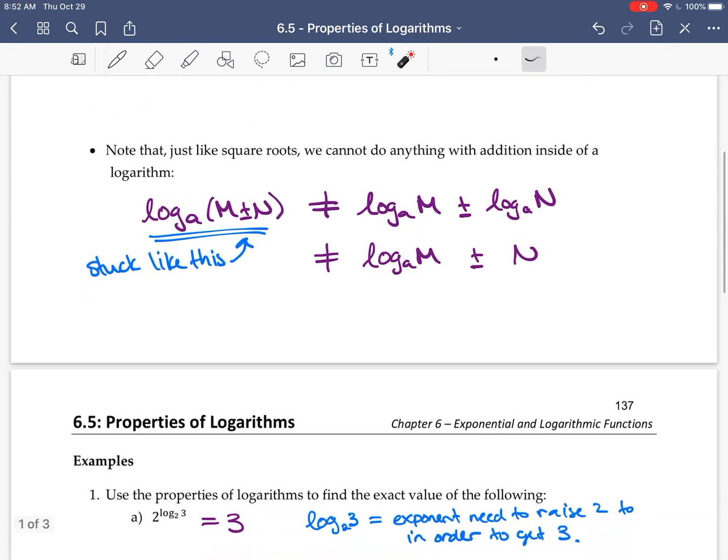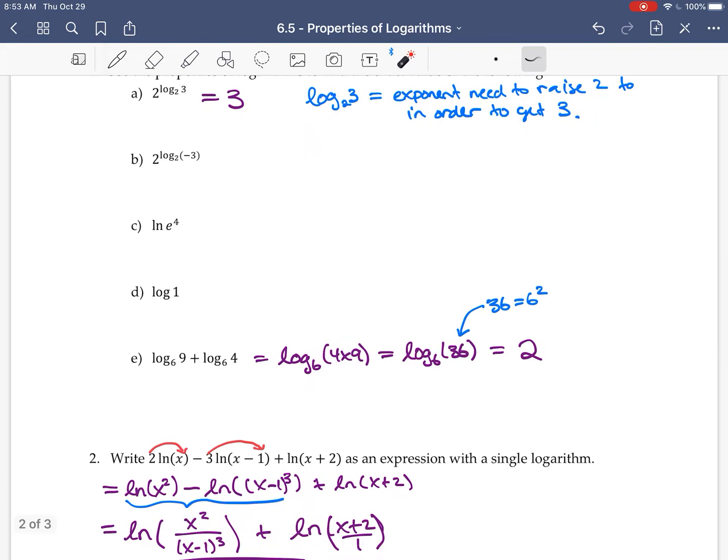Now you want to be careful if you have log base a of m plus or minus n. If you have a plus or minus in between your two things, you cannot split it up. However you might think you can split it up, it's not going to work. You want to leave it like that; it's stuck like that. So let's do some examples.